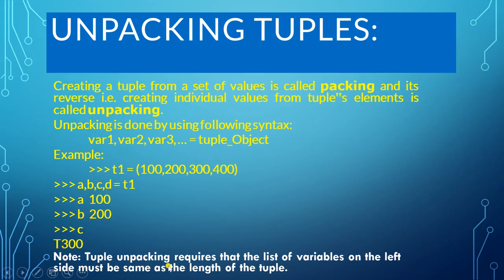Now tuple unpacking requires that the number of variables on the left side must be the same as the length of the tuple. This condition must be met. Now C is equal to, what is the value of C? That is 300. This is 300 and this value is for D. This is 400.